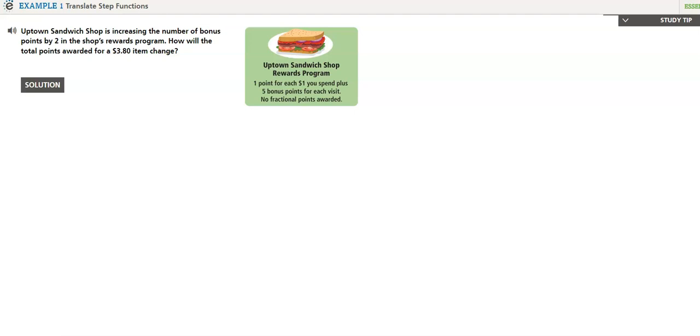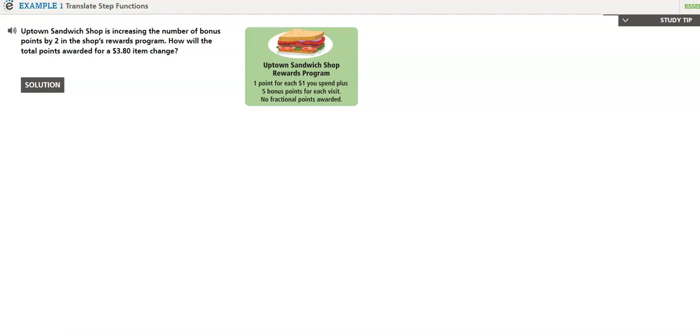So we have this problem here where Uptown Sandwich Shop is increasing the number of bonus points in its reward program. And I look over here and it tells me I get 1 point for each dollar I spend and 5 points for each time I visit.